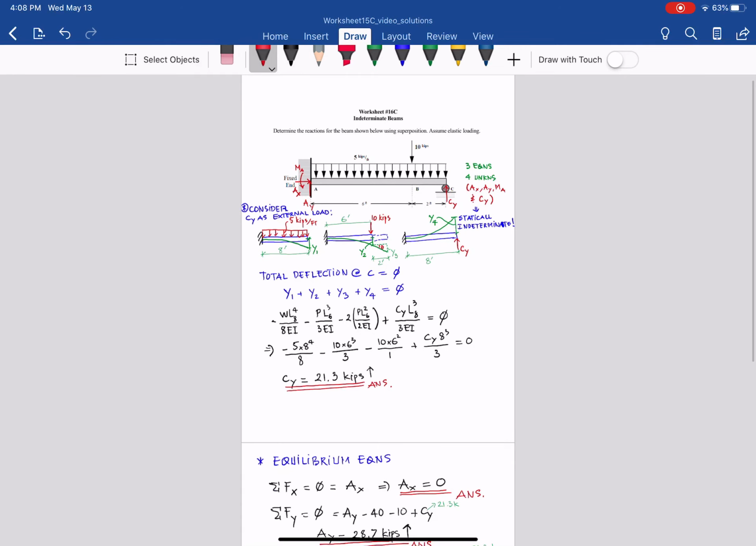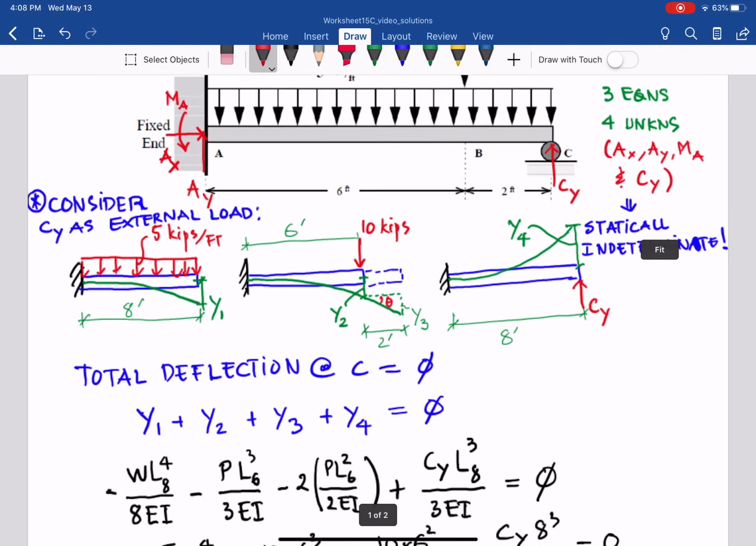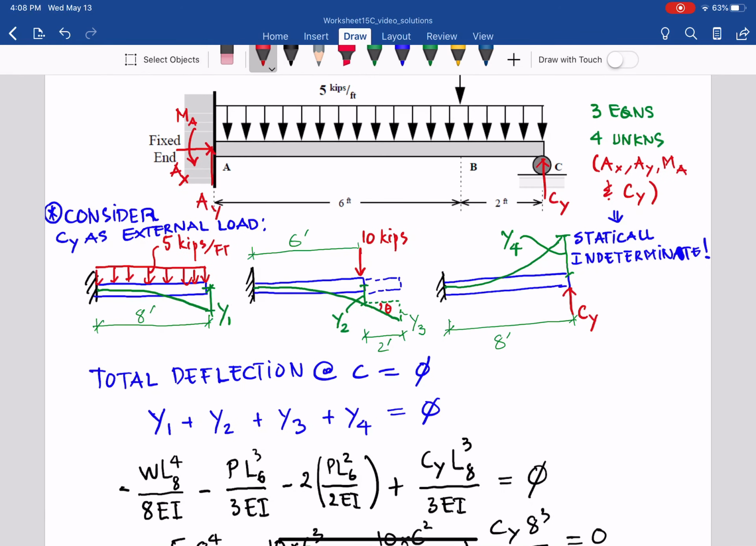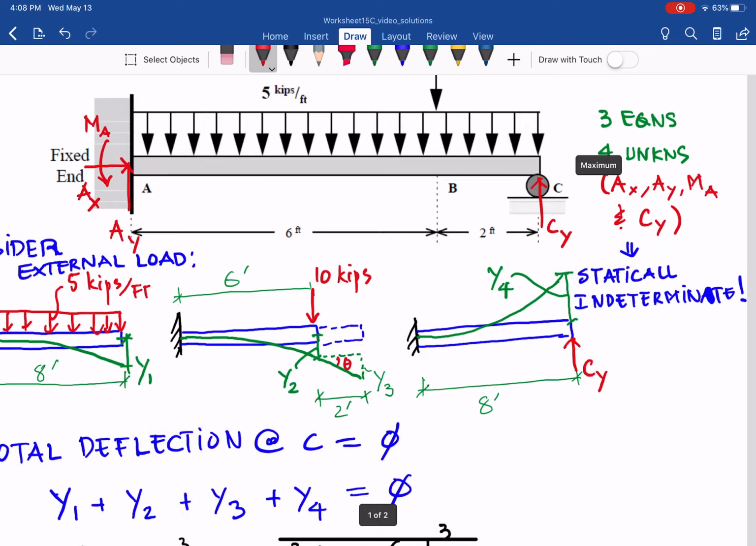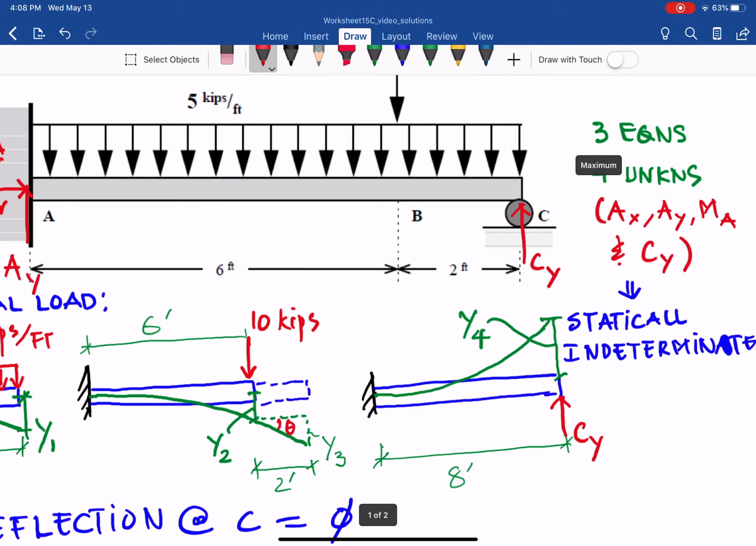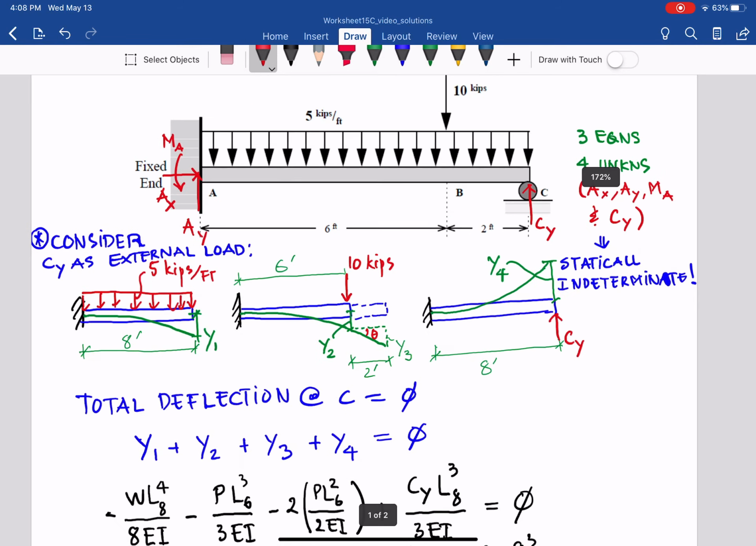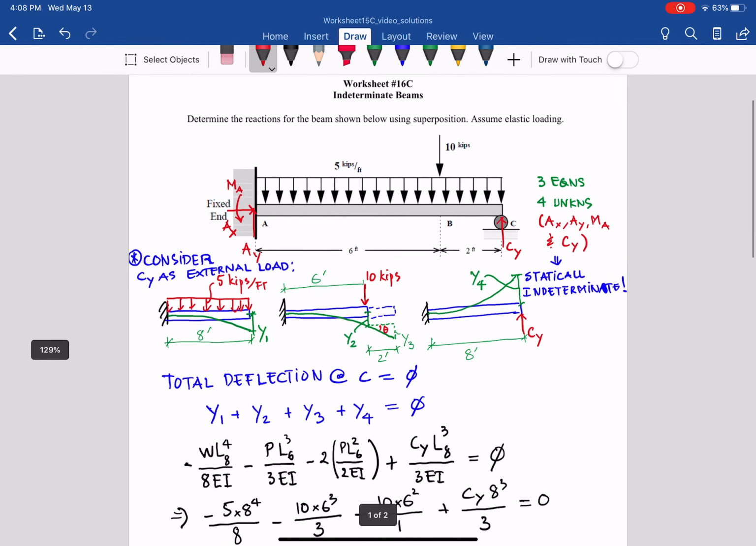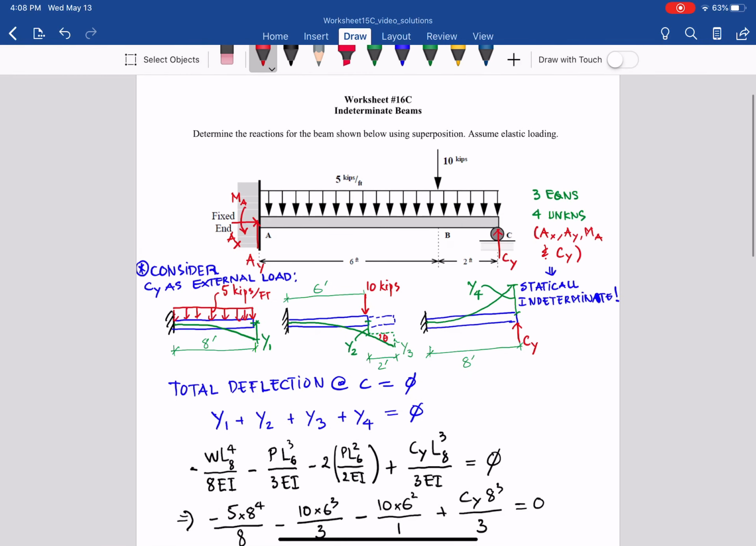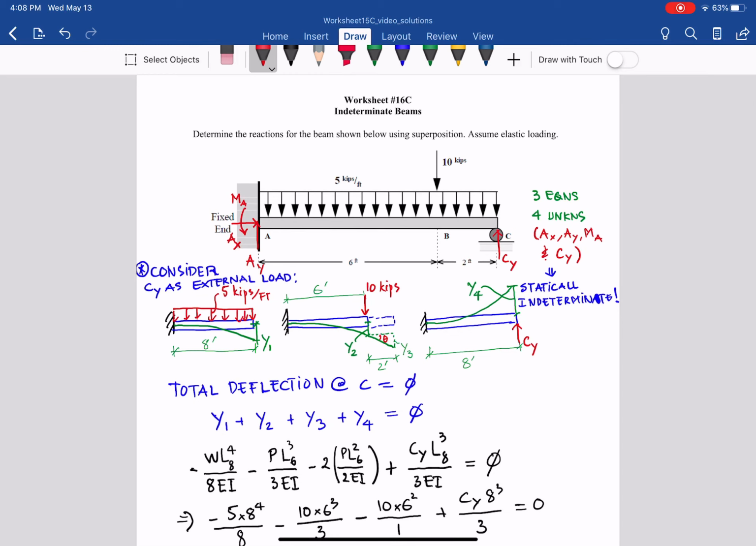And believe it or not, the process that we did here, we call compatibility, when we consider CY as the external load. Compatibility means that the deflection, or more specifically the deformation, in this problem the deflection at roller C, has to be 0. That is basically the compatibility we are talking about. So with that we are done with 16C, and I think you will be able to do the same for 16D.